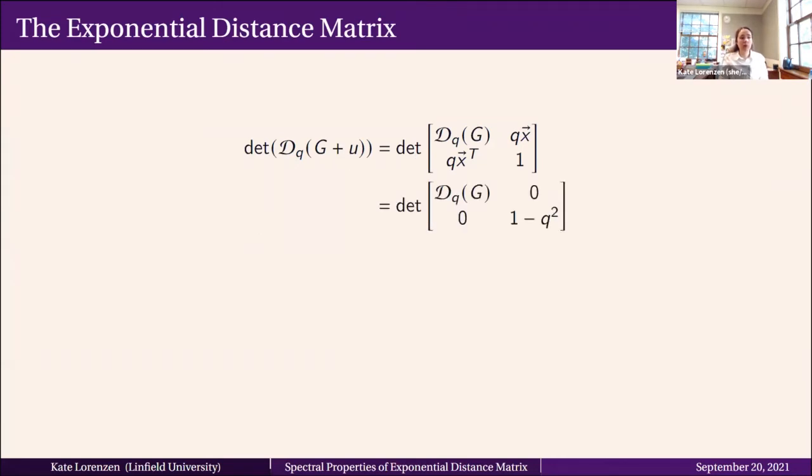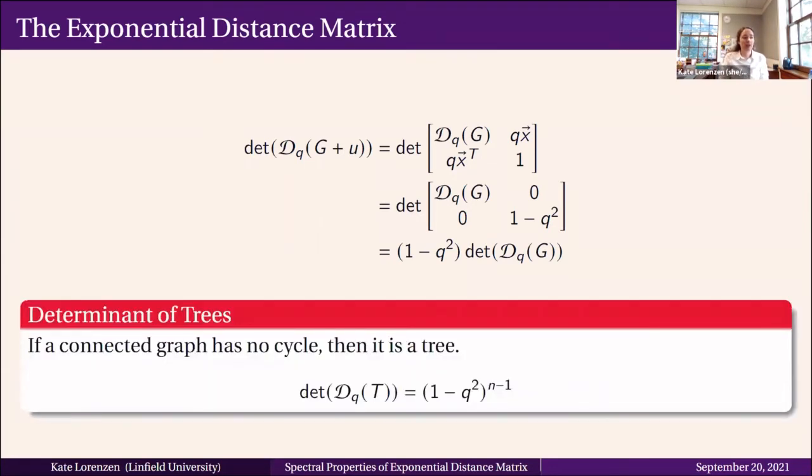If I can do some row reductions, since I'm taking my determinant, I can actually find that the determinant of this graph where I've added a leaf vertex is going to be 1 minus q squared times the determinant of the original graph. So this is a really nice feature. If I wanted to find the determinant of a graph that could be recursively defined as adding on leaf vertices, such as a tree, right? So a connected graph without a cycle is my tree, and I can immediately get that the determinant of my tree is going to be 1 minus q squared to the n minus 1.